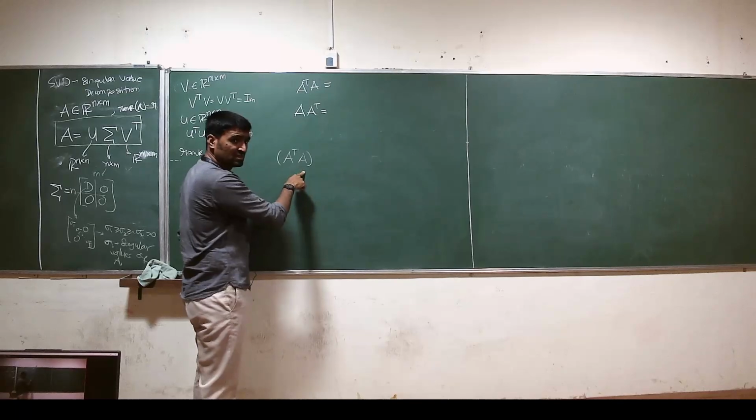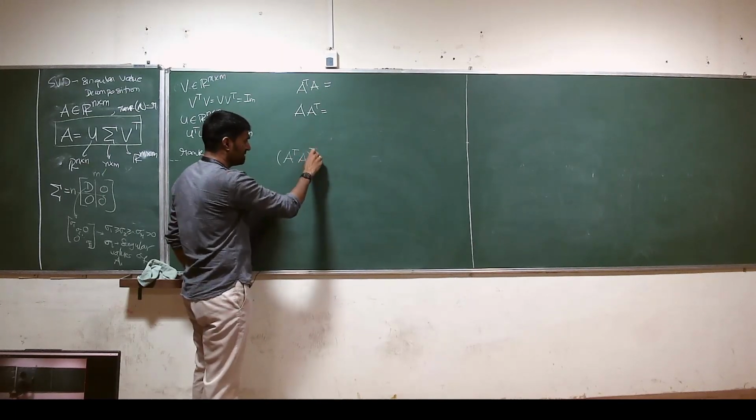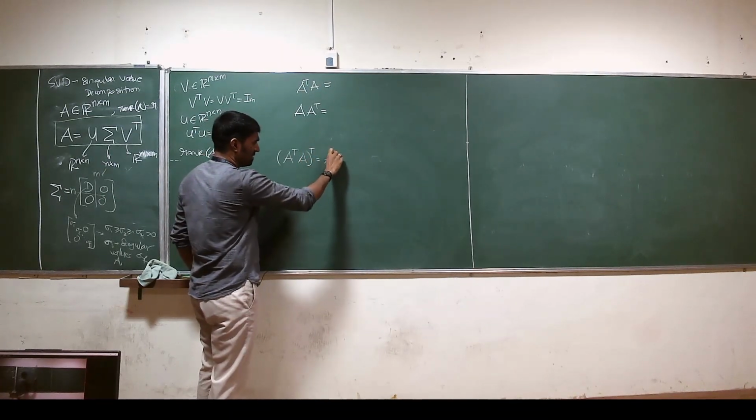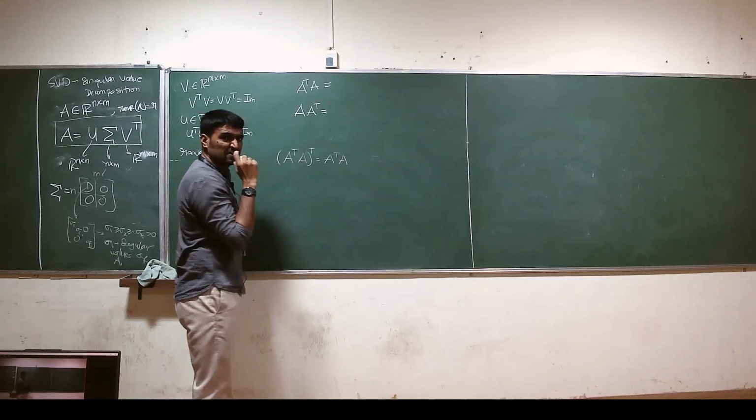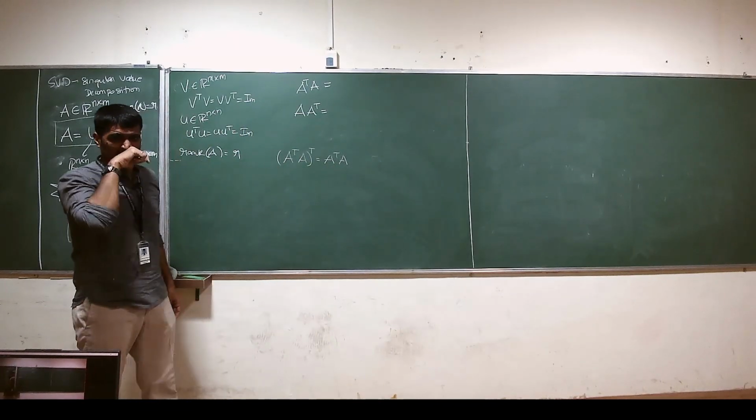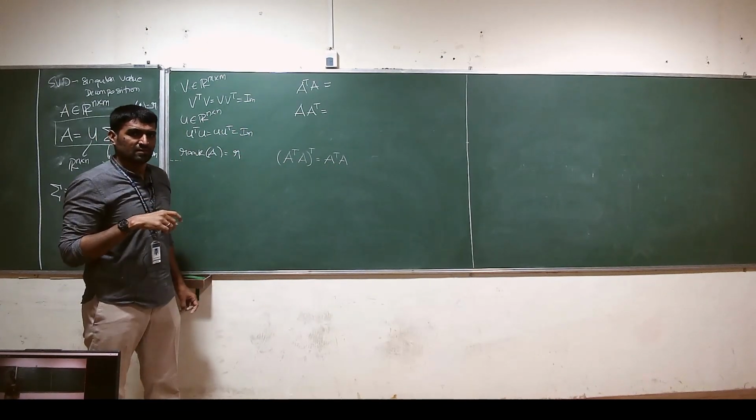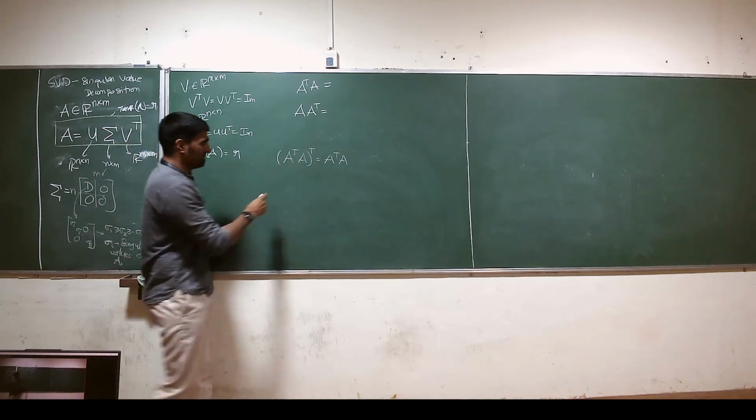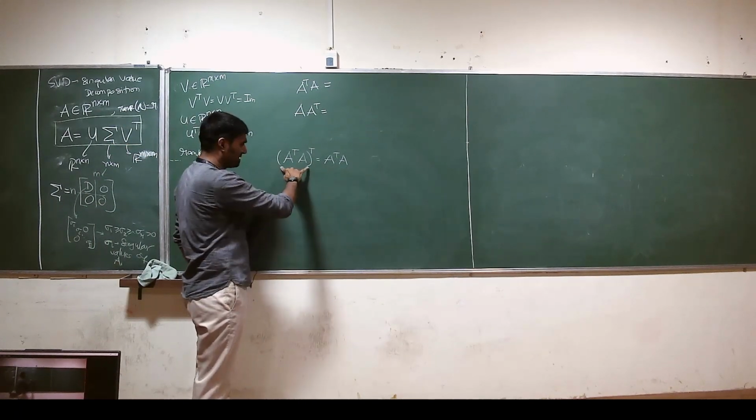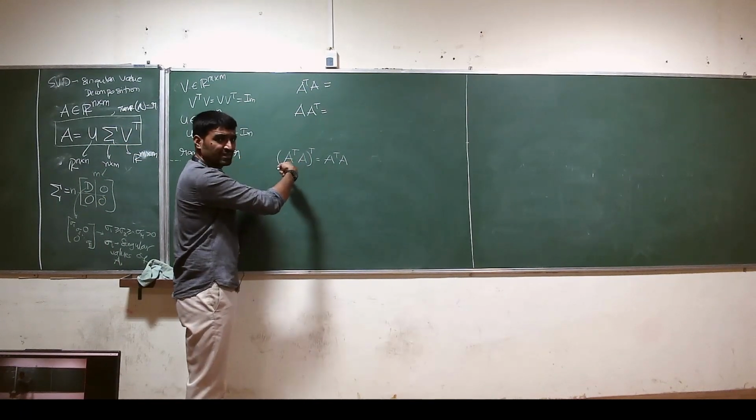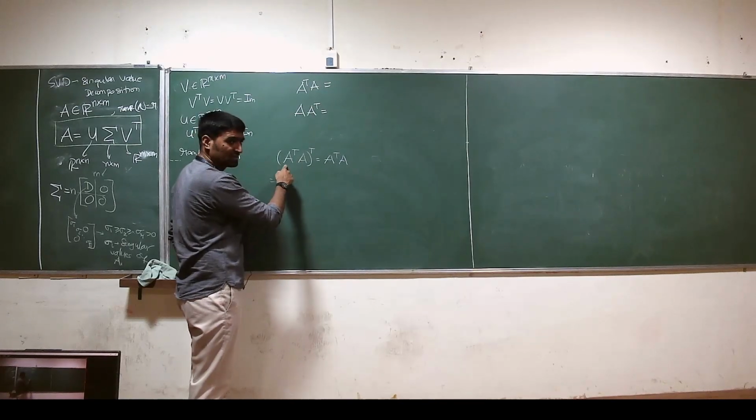You have to check if this is symmetric. You have to verify if this is equal to its transpose. How will you verify this? There is something that can be done here. You can take the transpose inside. What will happen if you take the transpose inside?